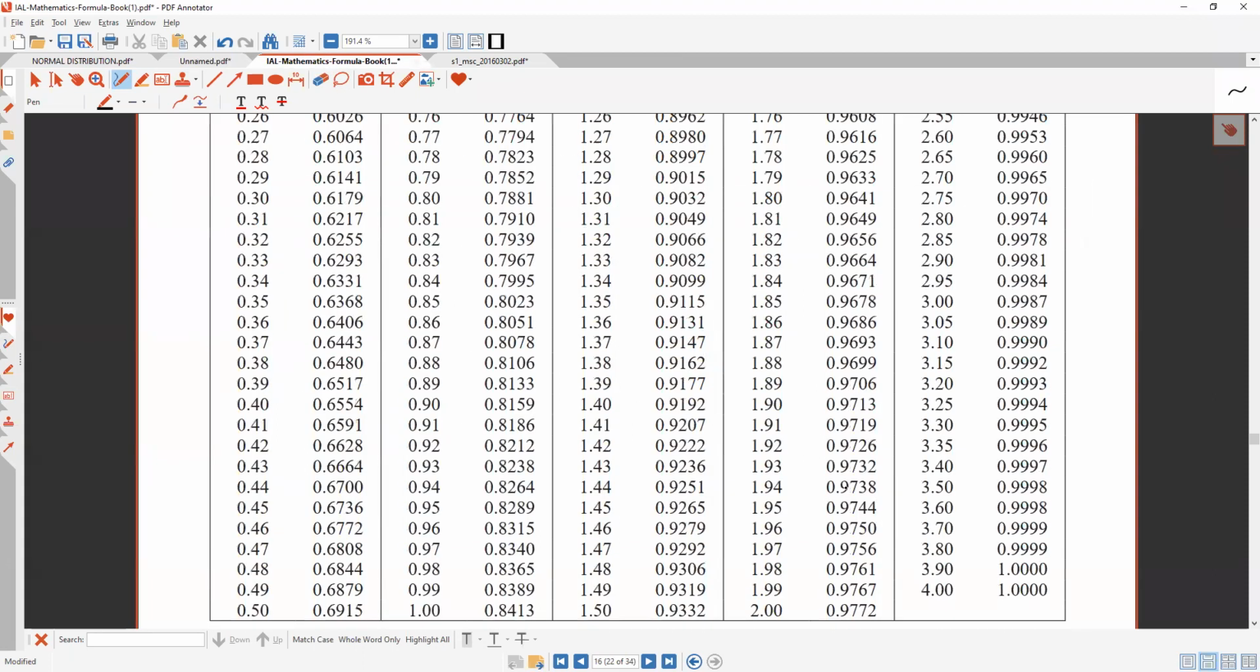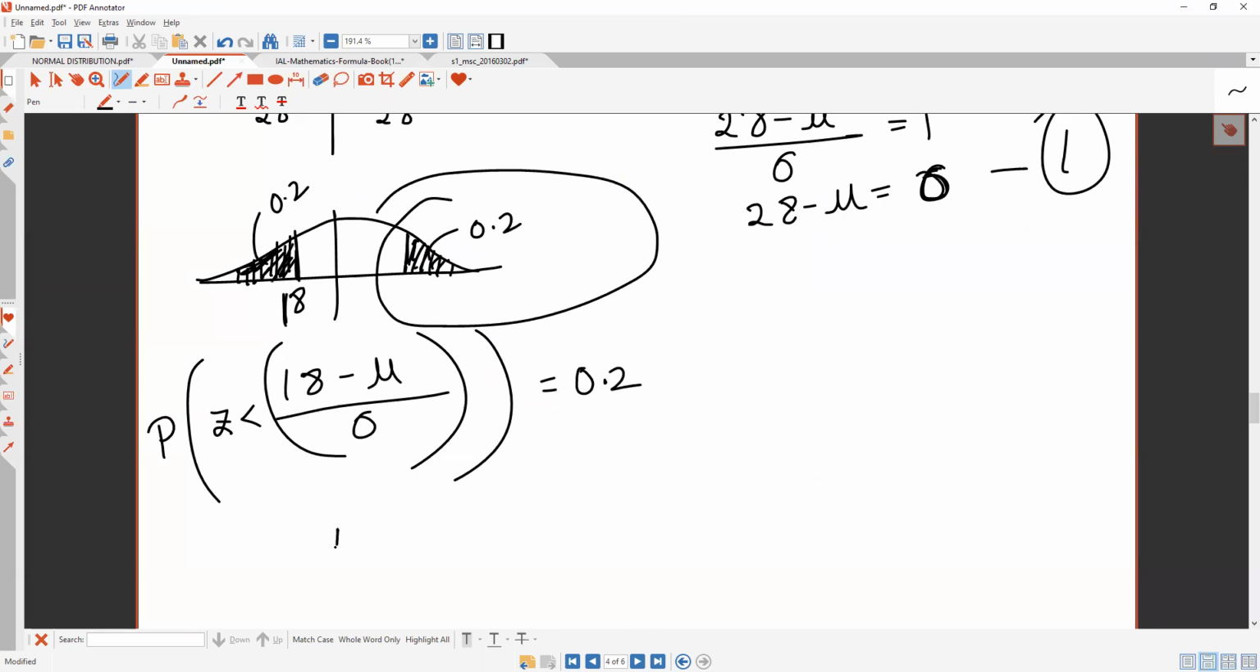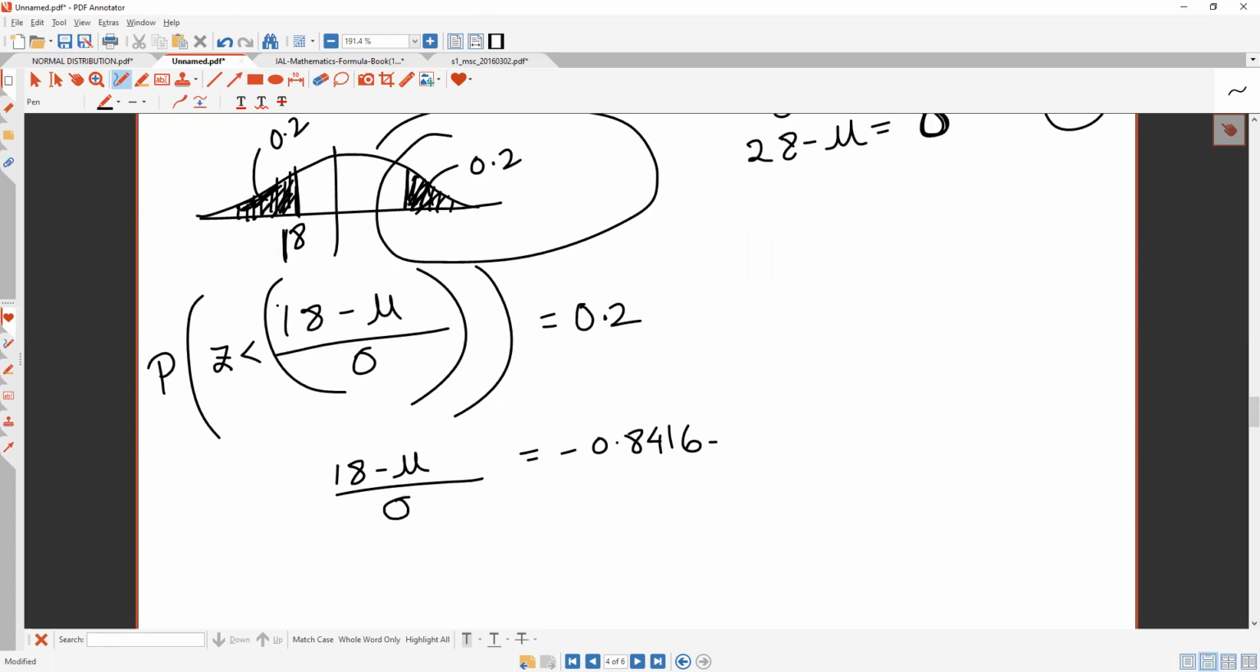Now you can bring this 0.2 over here. Why? Because this probability is on the left-hand side. We can never find a value on the left-hand side; we have to find a value on the right-hand side. Now you see the greater than option is there right now with me. So let's go to the next one. For 0.2 greater than probability, is it there? Yes, it is there. What is it? 0.8416. But instead of writing 0.8416, I will write minus 0.8416. Why? Actually, this value is on the left-hand side. Clear? So 18 minus mu is equal to minus 0.8416 sigma. This is equation number 2.